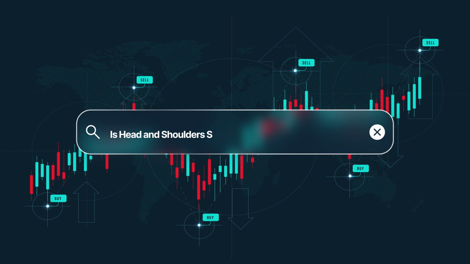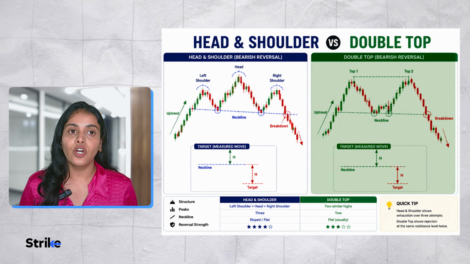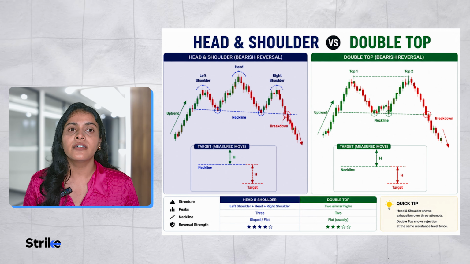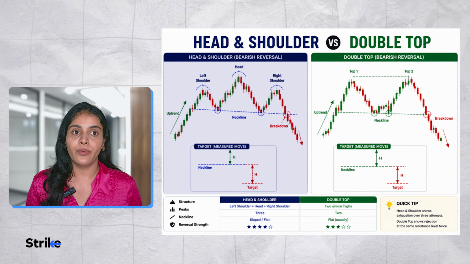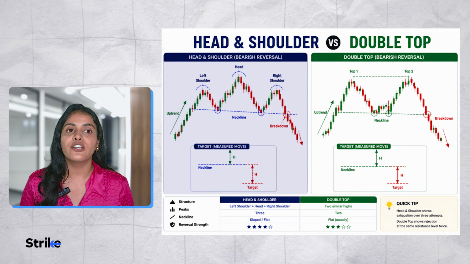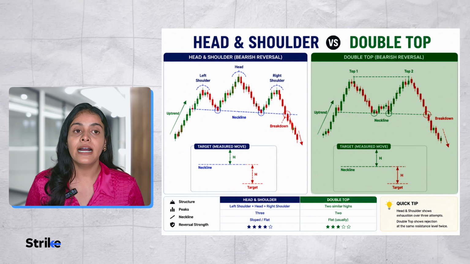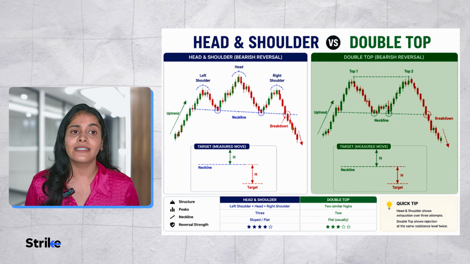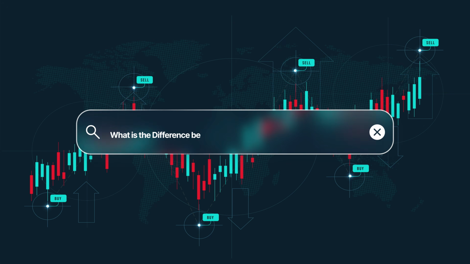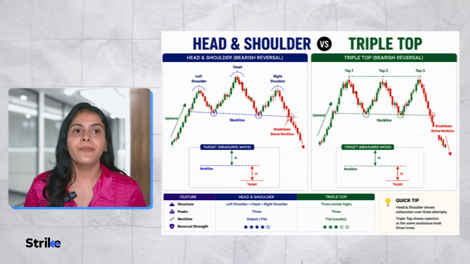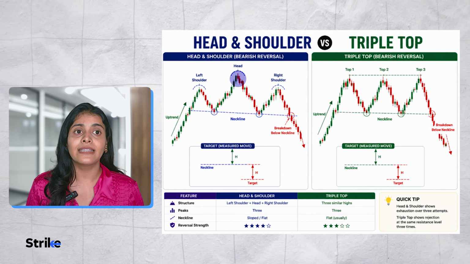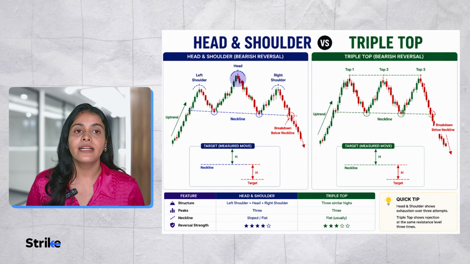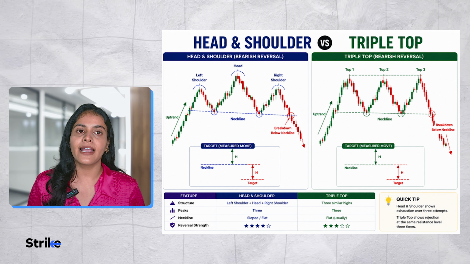Head and shoulders versus the double top. If you talk about head and shoulders versus the double top, head and shoulders is often considered stronger than the double top because it shows failed continuation, lower momentum, and gradual buyer exhaustion as well. A double top is simpler but sometimes less reliable. Triple top versus head and shoulders. In a triple top, all peaks are nearly equal, but in head and shoulders, the middle peak, the head, is clearly higher. The difference reflects changing market psychology clearly.